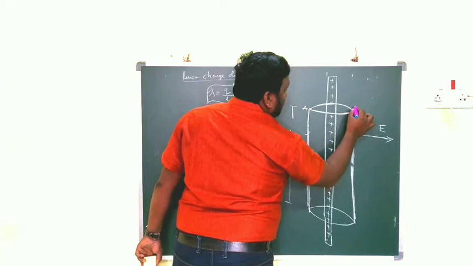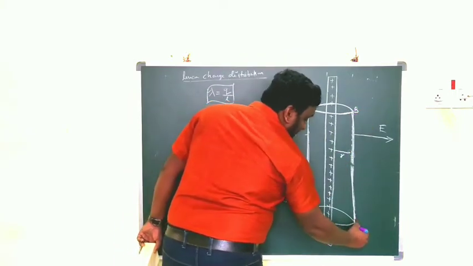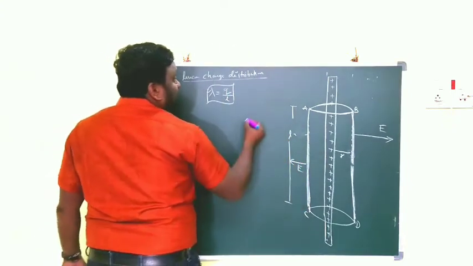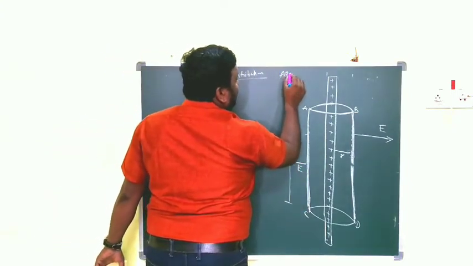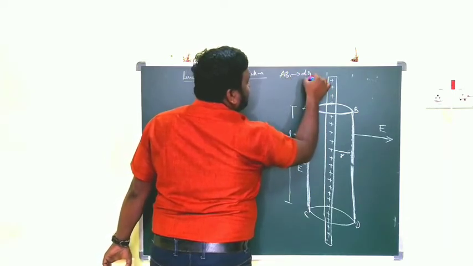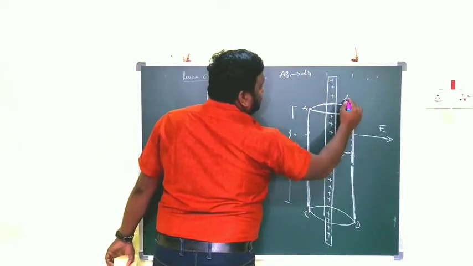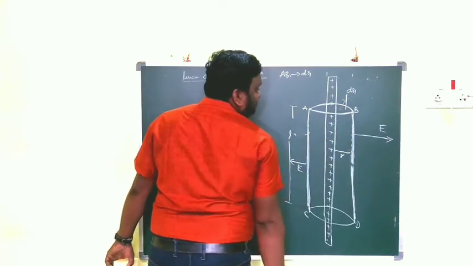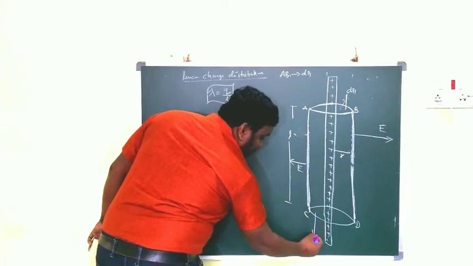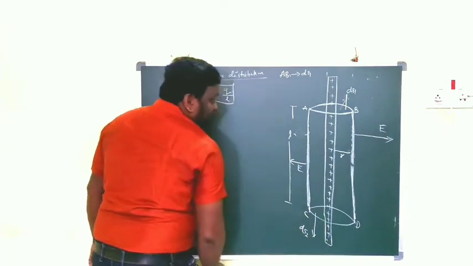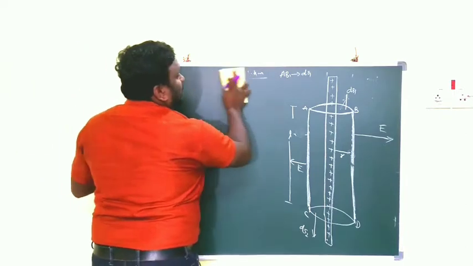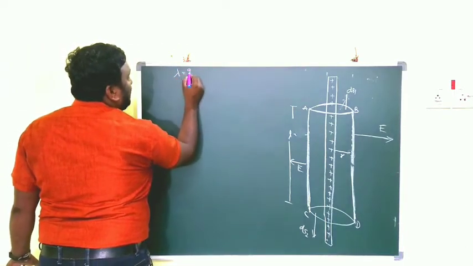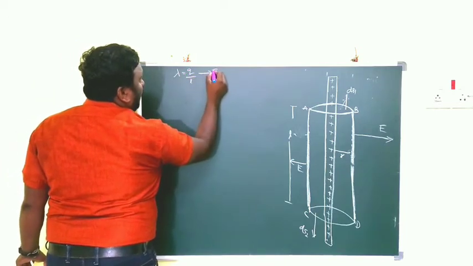Here I am taking A, B, C, D. AB is taken as DS1, and this is now DS2. Clear, children? Already I said the charge is linearly distributed, so lambda is equal to Q by L. This is equation number 1.